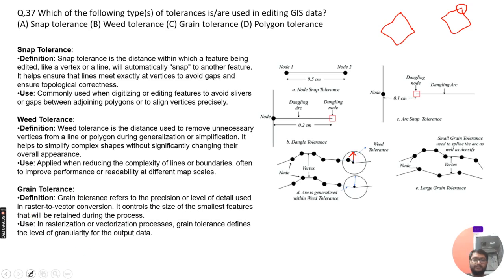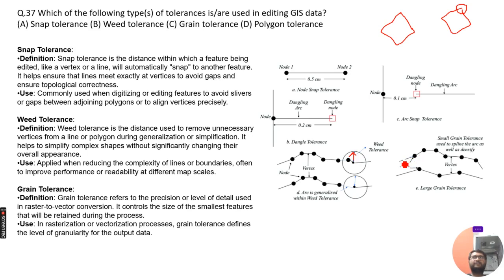So grain tolerance refers to the precision level of the details which you use to convert data from raster to vector. So if you want to create vector data, here you can see two different lines. One line with a very smooth curve and one line that is not so gentle, it's very sloppy. A lot of sloppy features are there. So that's where this grain tolerance will come into the picture.